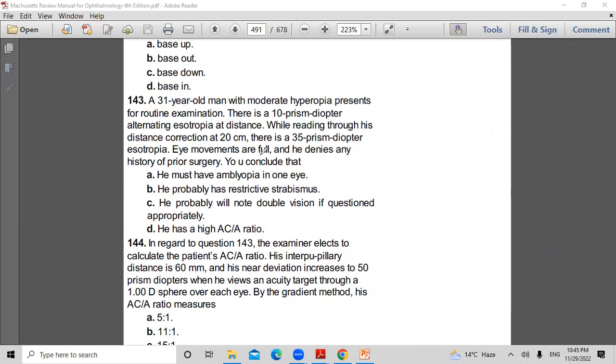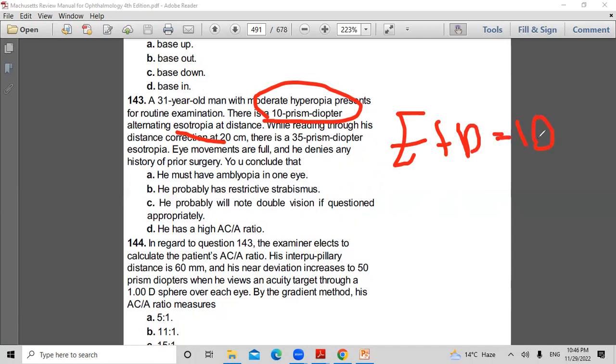This is very important. So we actually have three methods to calculate the AC/A ratio, and we can know if it's high or not. That's the simple method, just to see whether there is a high AC/A ratio or not. Here there is 10 prism diopter of esotropia at distance, so esotropia at distance D equals 10 prism diopter. Then they said at a distance of 20 centimeters, so at near, there is 35 prism diopter esotropia. So esotropia at near equals 35 prism diopter. This is a clinical method: if you don't have time to do the gradient method and the heterophoria method and all the calculations, you quickly want to see whether there is a high AC/A ratio or not.